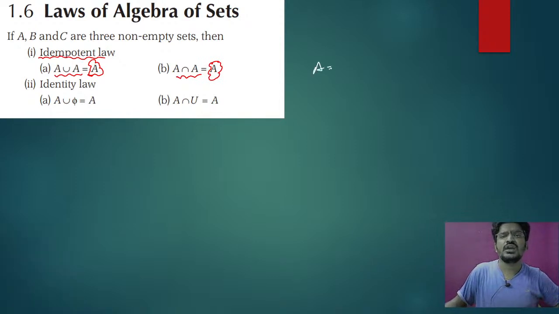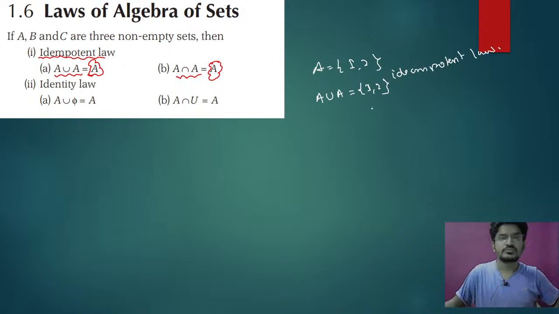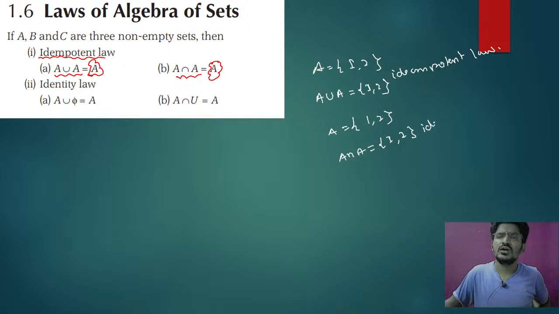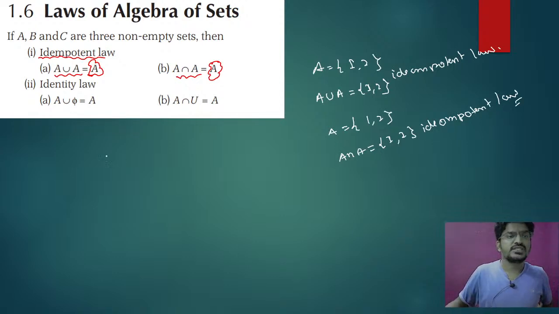See, always if you take A as {1, 2}, if you make A union A, you will get again {1, 2} only. This is called idempotent law. Next you take A equal to again {1, 2}. You make A intersection A. If I make A intersection A with itself, again it will be {1, 2}. This is also called idempotent law.